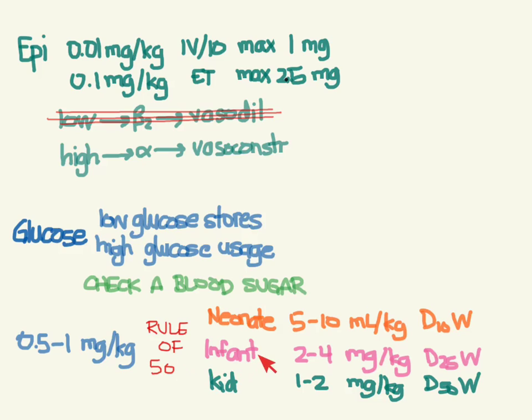All right, let's look at the infants. You want to give them 2 to 4 milliliters, I should say, not milligrams, per kg of D25. 25 times 2 equals 50. So again, remember, it's milliliters per kg. I misspoke earlier, and I've corrected it now. Now for the adolescents, you want to give 1 to 2 milliliters per kg of D50. So 50 times 1 equals 50. So that's the rule of 50s in how you want to give glucose to kids.